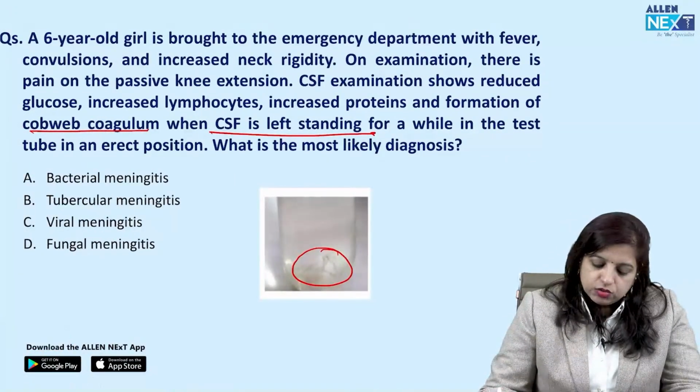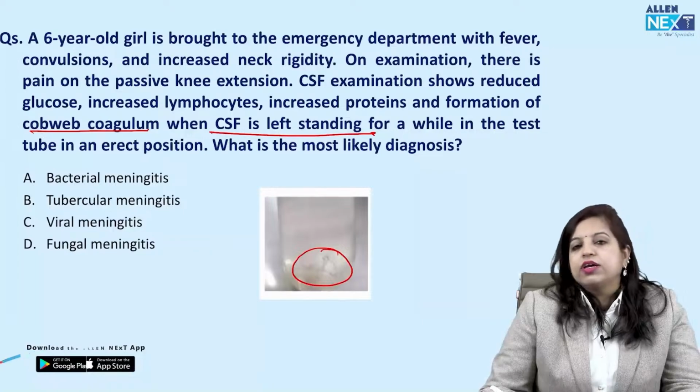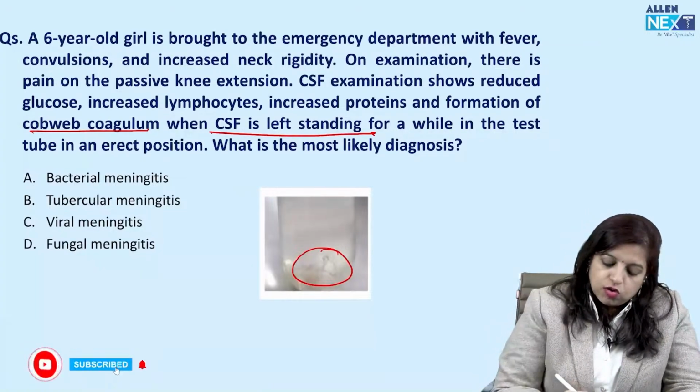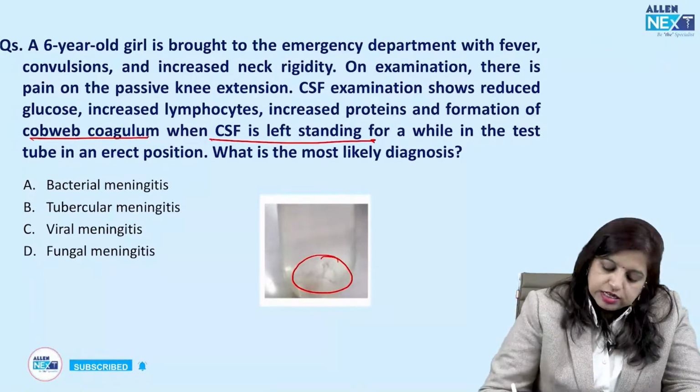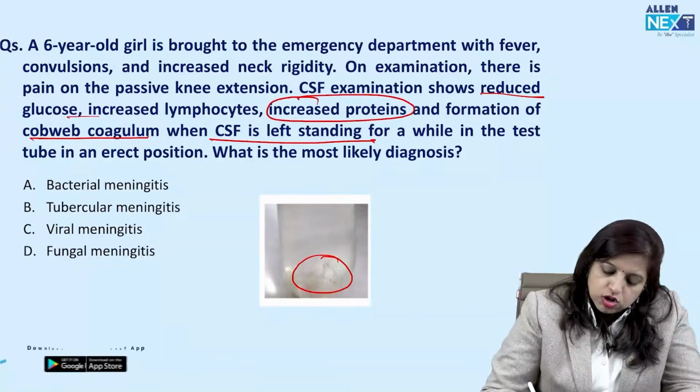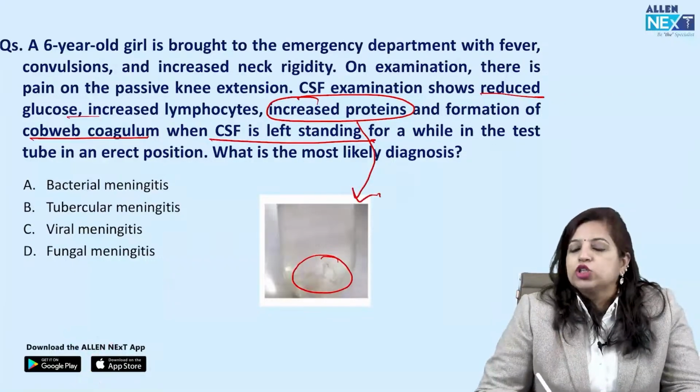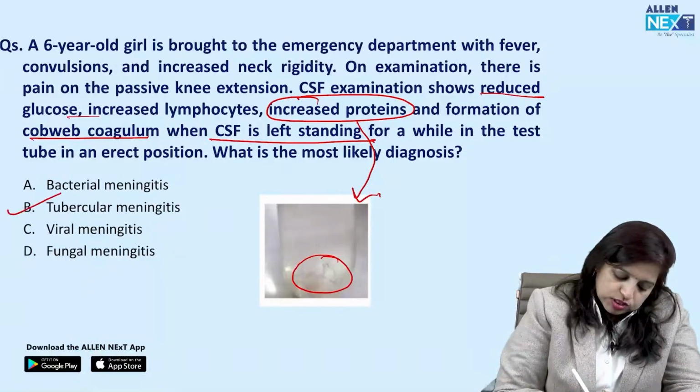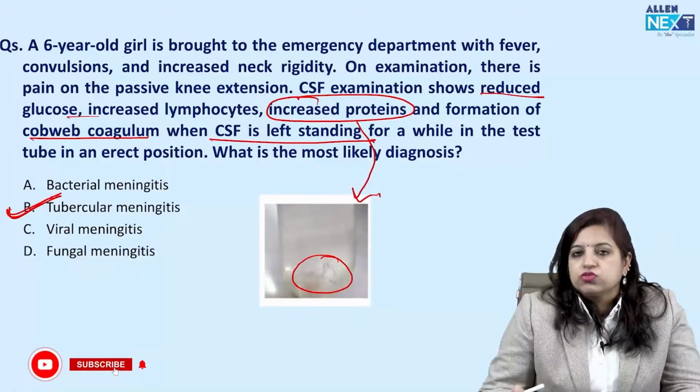So very clearly you can see that the child is having some features of meningitis, and along with it, CSF examination reveals decreased glucose and very markedly increased protein, which is also indicated by the formation of cobweb coagulum. Straight away our diagnosis becomes tubercular meningitis, right? Okay, then let us move on to the next question.